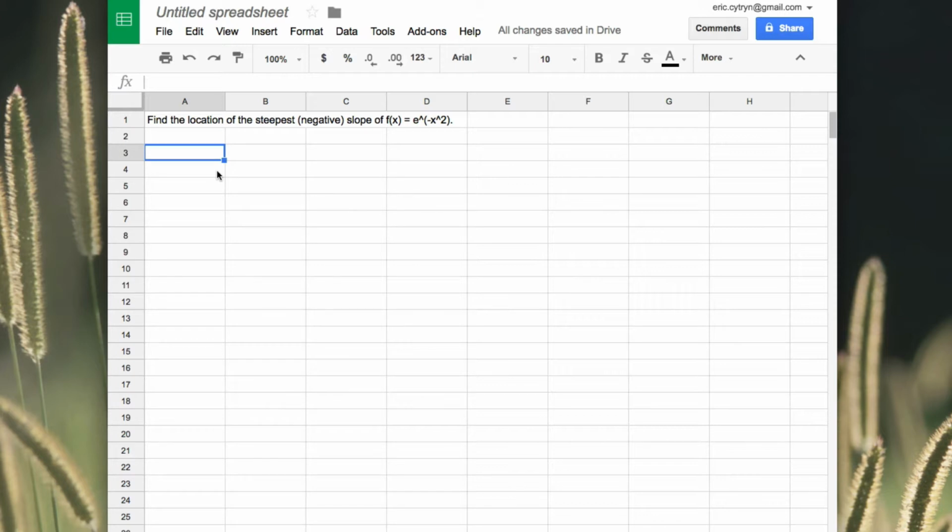Okay, so first thing we want to do is define a column of x values and f of x values, and then we're going to have a column also for, we're not going to actually plot the f prime values, we're going to plot an approximation of the f prime values. So I'll put approximate f prime of x. And there's a few ways to do this.